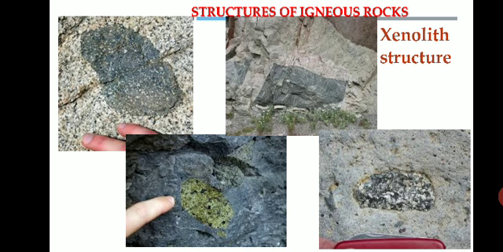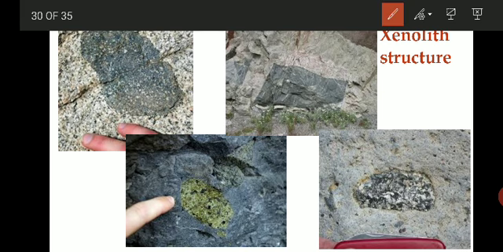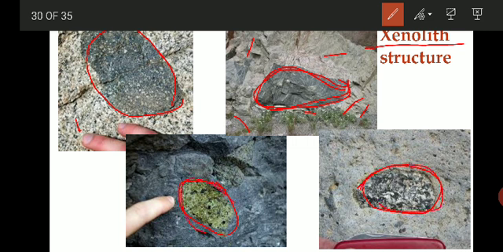Next common structure which is shown by igneous rocks is xenolith structure. So what is meant by xenolith? You can see here in the image, xenolith is this part, which looks like a foreign body, which is not similar to the side what is present. On the side is a different rock, and in between there is a patch of a different material. So that is called a xenolith.